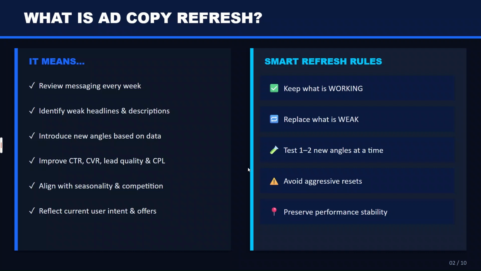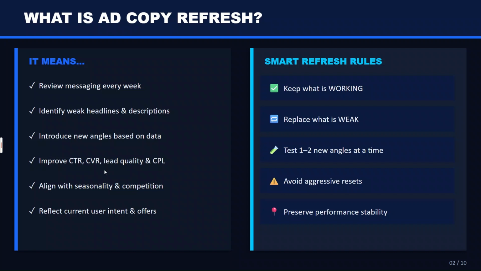On the left side you can see what an ad copy refresh actually means. You are reviewing your message every week. You are finding headlines and descriptions that are weak. You are introducing new angles based on how your ads are actually performing, and you are improving your click-through rate, conversion rate, lead quality, and your cost per lead. And you are making sure your ads match what people are searching for right now, not six months ago when you first wrote them.